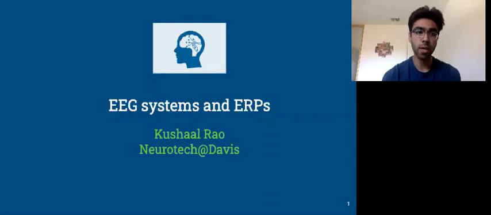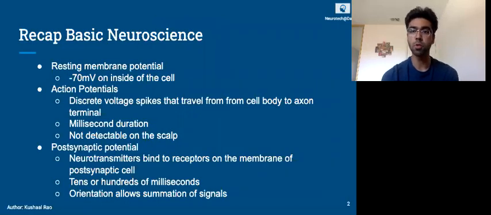So going off of what Mateo's module was last week, and just a little recap, the resting membrane potential inside the cell, inside a neuron, is negative 70 millivolts. And if you guys remember from last week, we talked about action potentials for a little bit. And those are the discrete voltage spikes that travel from the cell body to the axon terminal. And when I say discrete, I mean that it's either on or off. There's no in between. The axon either fires or it doesn't fire.